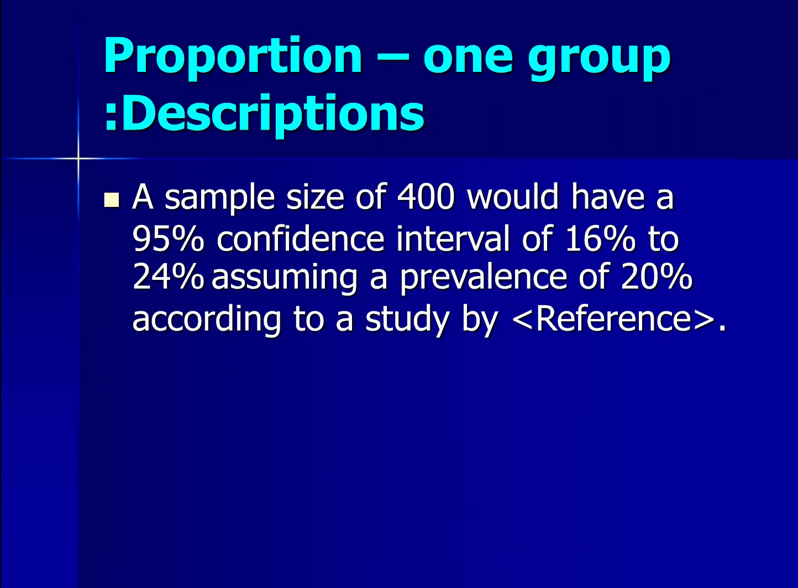and describe it. A sample size of 400 would have 95% confidence between 16 to 24, assuming the prevalence of this, according to the study of this. If this is meaningful and conclusive, to imagine about the prevalence of something, 16 to 24 is okay, that's enough, that's conclusive. Go ahead with this. If not, change it.